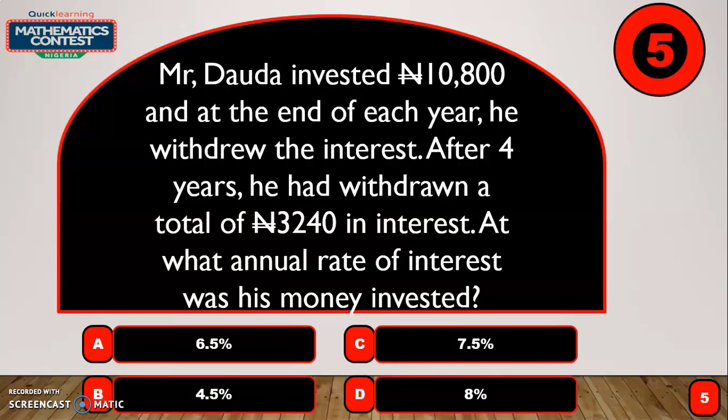Now let's see the last one. The last one is Mr. Dauda invested this. The same thing. At what annual rate of interest was the money invested? Okay, this is simple interest. So what we're going to do is he invested 10,800, and at the end of the year he withdrew 3,240 as the interest, so we want to calculate the rate. So getting the rate from my calculation, the answer is option C, 7.5. Anyway, this is just a prep class. You can actually pause the video and make your calculation. So the answer here is option C, 7.5%.